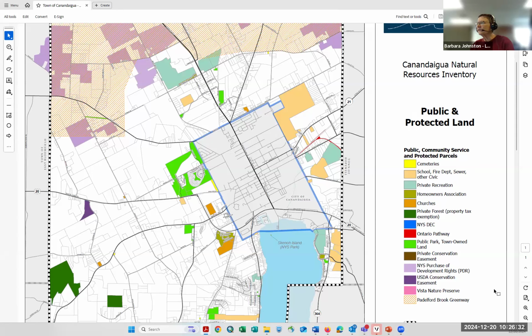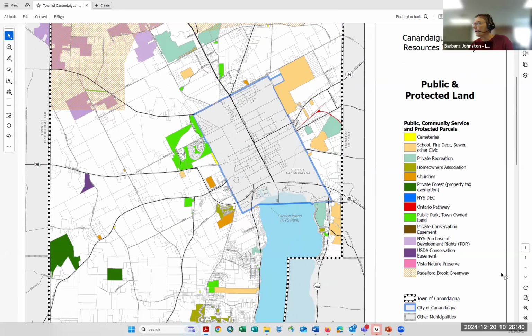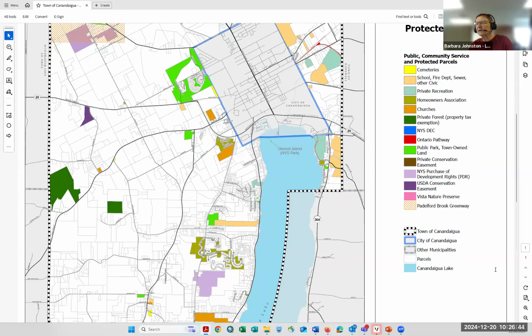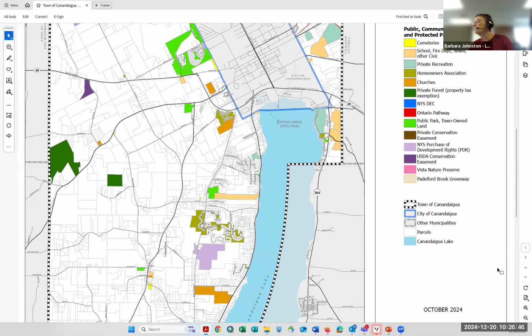I'll send this to you and you can peruse it, but we've probably added the same comment on the Paddleford Brook. Yeah, we've added some of the newly preserved town-owned land. Yeah, parks, HOA.